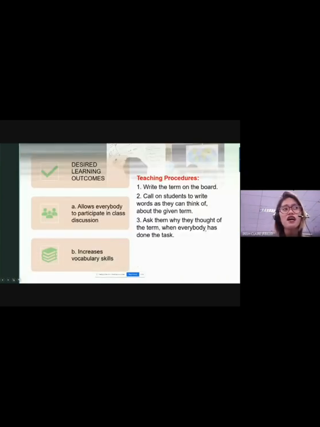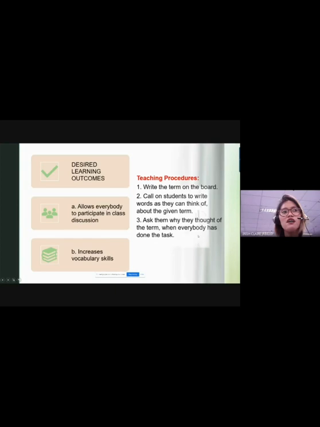What are the desired learning outcomes of clustering? First, it allows everybody to participate in class discussions. Second, it increases vocabulary skills. There are procedures in teaching clustering. First, we can write one term on the board, and then we ask students to write words they can think of that are connected to the term that you wrote on the board. And then afterward, you will ask them why they thought that the word is connected to the term. It's like having a connect the dots.